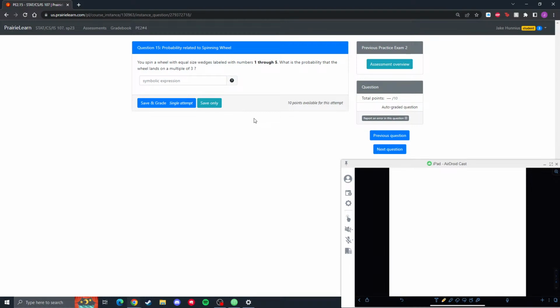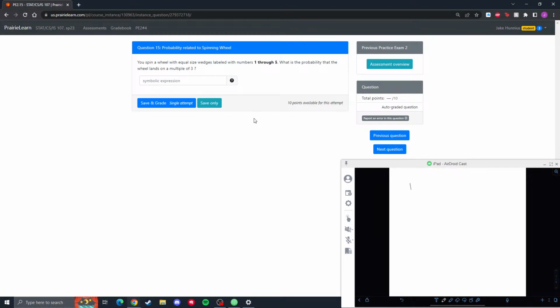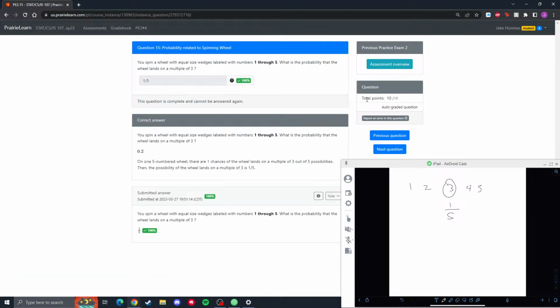All right. Wheels labeled 1 through 5. What is the probability it lands on a multiple of 3? So, 1, 2, 3, 4, 5. There's only one number that is a multiple of 3, and that's going to be 3. So the answer is going to be 1 over 5, because there's one success over 5 attempts.